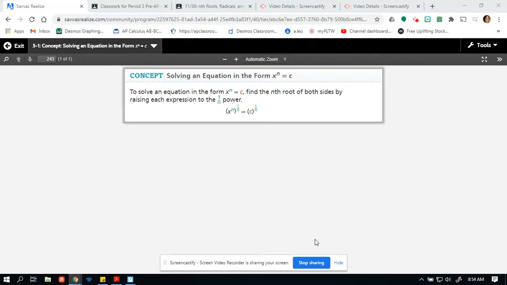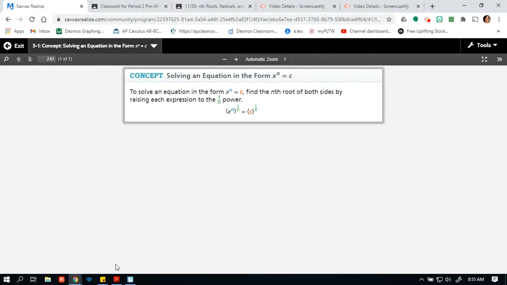Everybody. In this video, we're going to look at concepts in topic 5, lesson 1. It's the second concept, and then we're going to look at example 6. So the concept here is solving an equation in the form x to the n equals c. To solve an equation in the form x to the n equals c, find the nth root of both sides by raising each expression to the power of 1 over n.